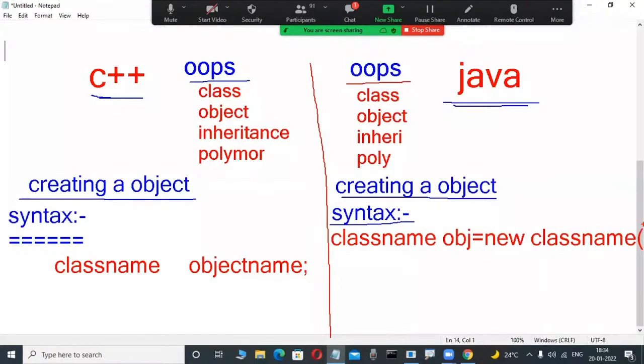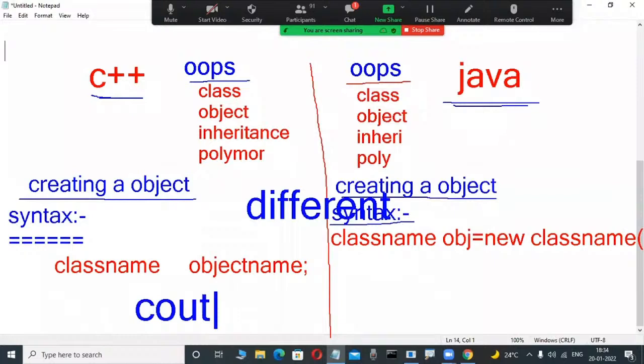Observe here. These two languages are syntactically different. Conceptually, OOPS concepts are the same, but syntactically they are different, and the functions are also totally different. Suppose in C++ I want to display output: cout is a function for streaming output. And now in Java, what is the function?